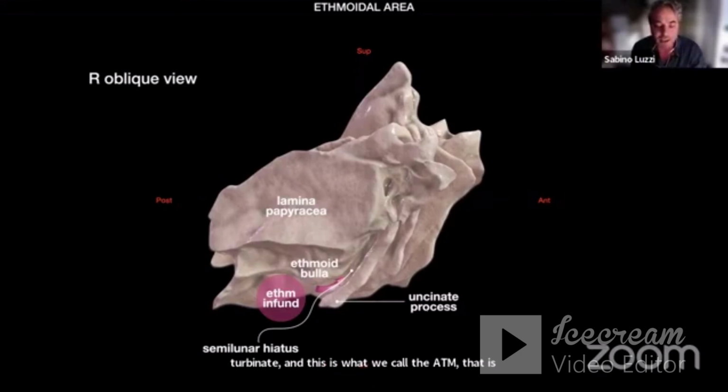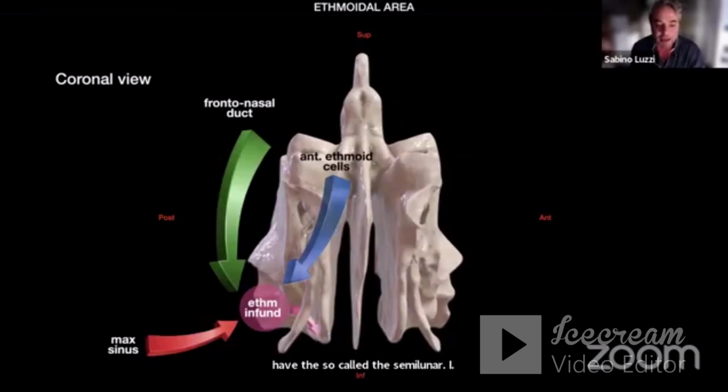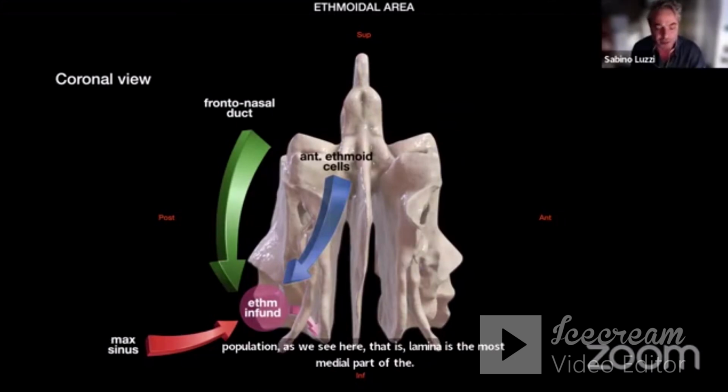And then, just anterior to it, we have another important bony structure that belongs to the ethmoid bone, that is the uncinate process. And in between the ethmoid bulla and the uncinate process, we have the so-called semilunar hiatus, just inferior but also medial to the lamina papyracea, as we see here. The lamina papyracea is the most medial part of the orbital region. We have the so-called ethmoid infundibulum.